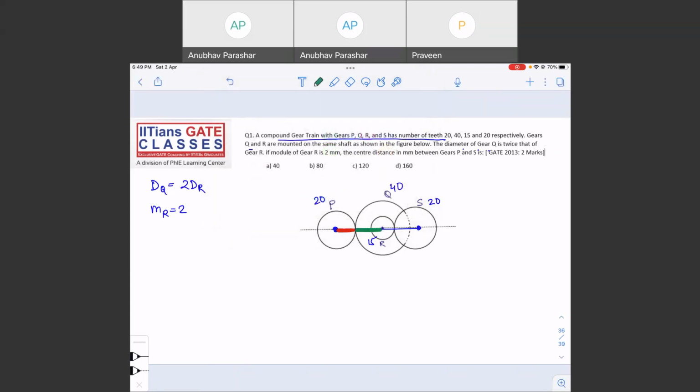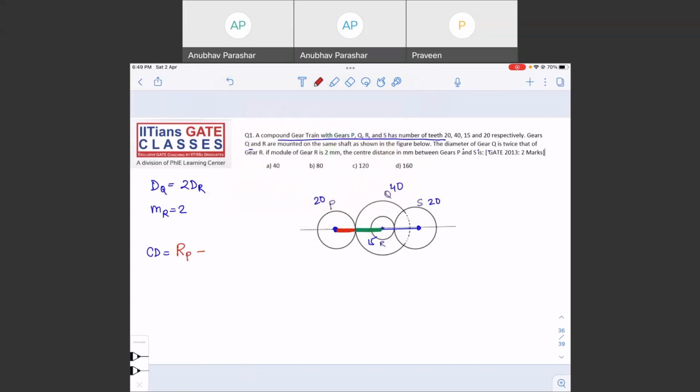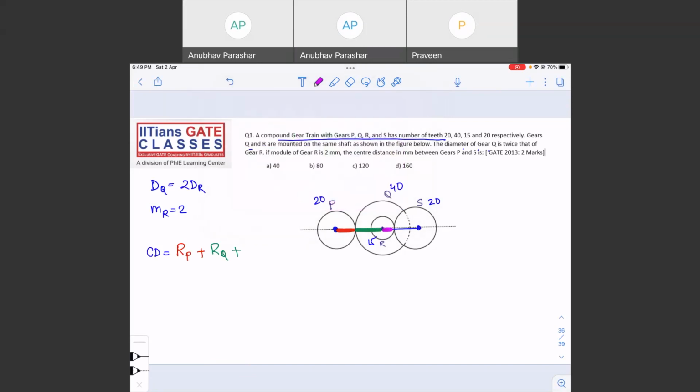You need to find out the center distance, right? Center distance is equal to the radius of P, plus the radius of Q, plus the radius of the small gear, that is R, radius of R, plus the last gear, radius of S. So basically you need to find out the radii of P, Q, R, S, right?